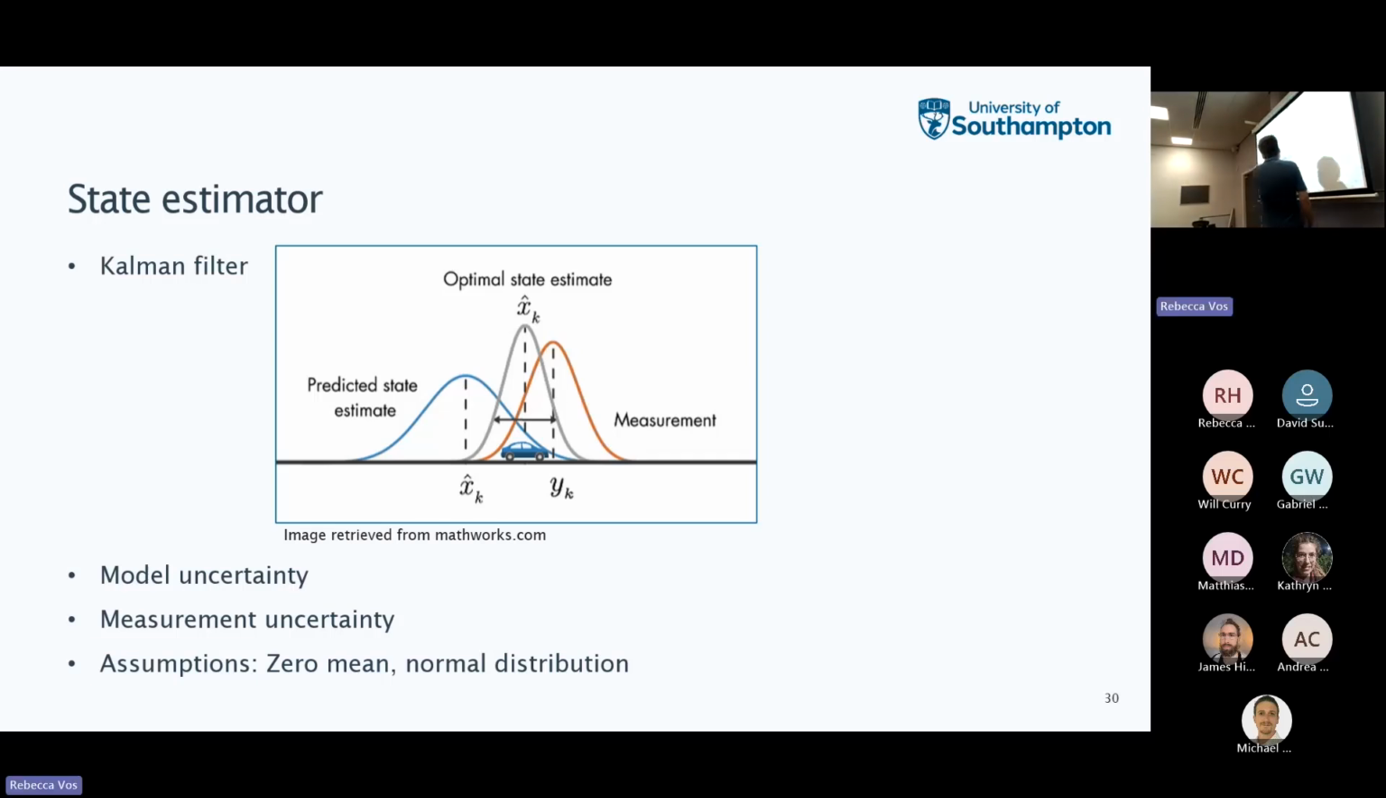Then we have a measurement, which could be a GPS signal, which also has some uncertainty on it. And the whole idea of this state estimator is that it combines both of these predictions together, and you get an estimate which can be a lot more accurate than the individual measurements or individual models, by combining them in a smart way. So that's what we're using.